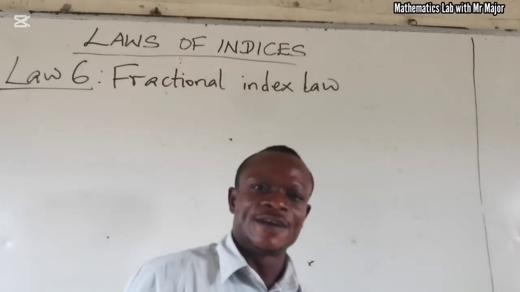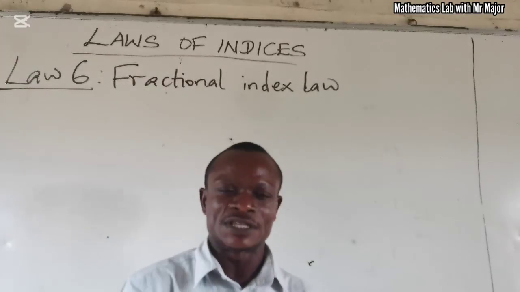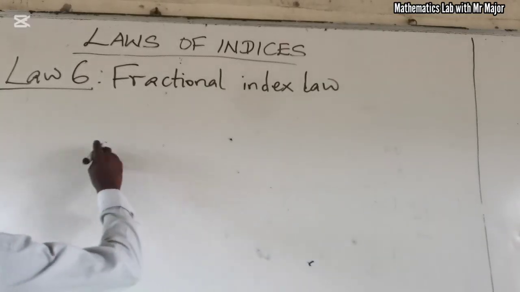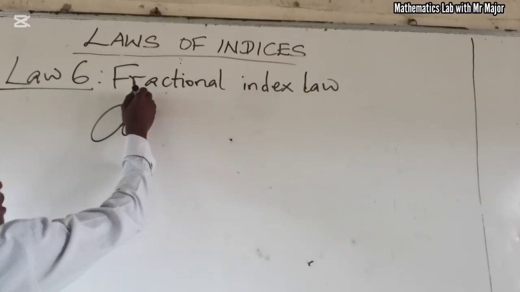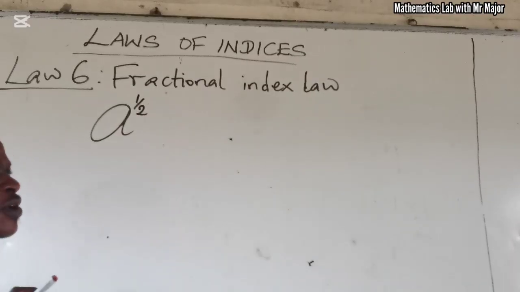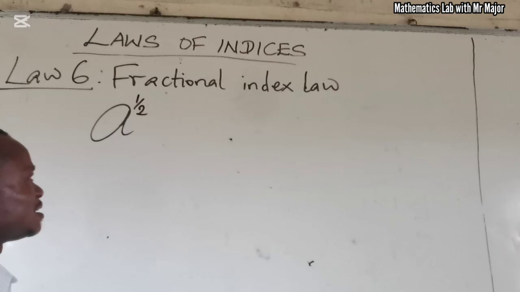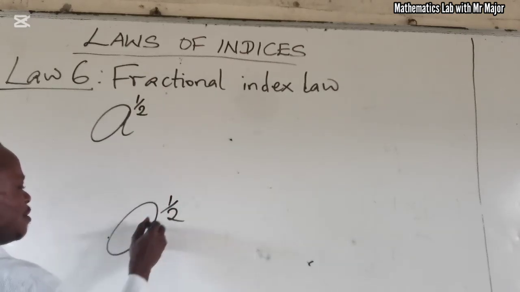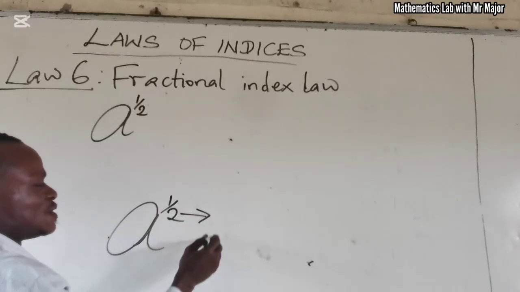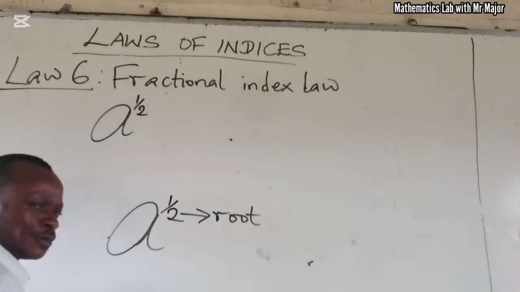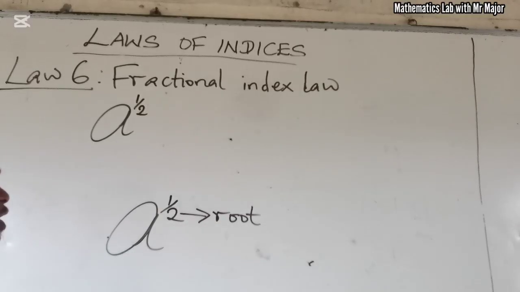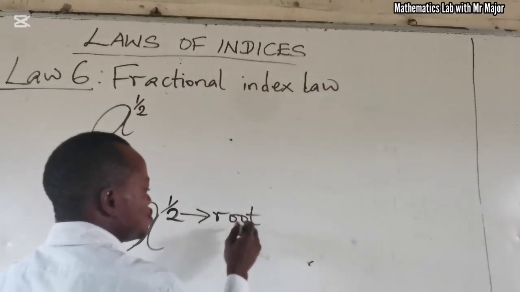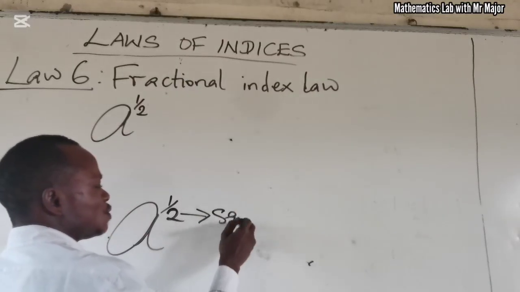Now let us look at the fractional index law. This is the last law of indices we'll be looking at. The fractional index law. If we have something like, let's say, a raised to power half. When you have a fractional index, like this one that is half, a raised to power half, this denominator is always regarded as root. This is root. So if it is half, since the denominator is 2, it means square root.